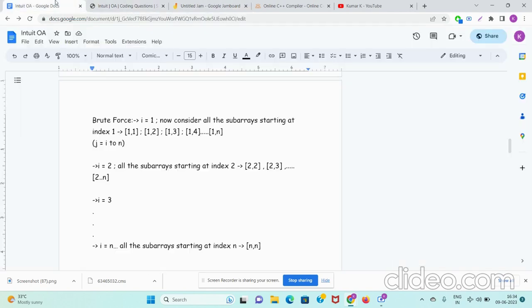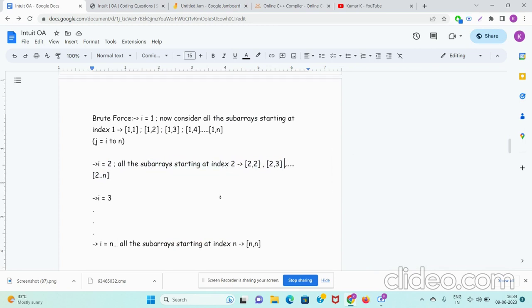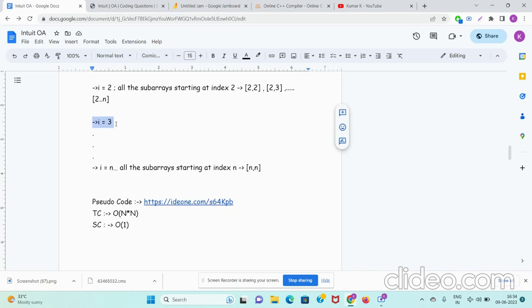Similarly, once you have considered all the subarrays starting at index 1, you can start considering all the subarrays starting at index 2, from 2 to 2, 2 to 3, till 2 to n. You can do this for i equal to 3, till i equal to n. For the subarrays starting at index n, there is only one such subarray, which is n to n.